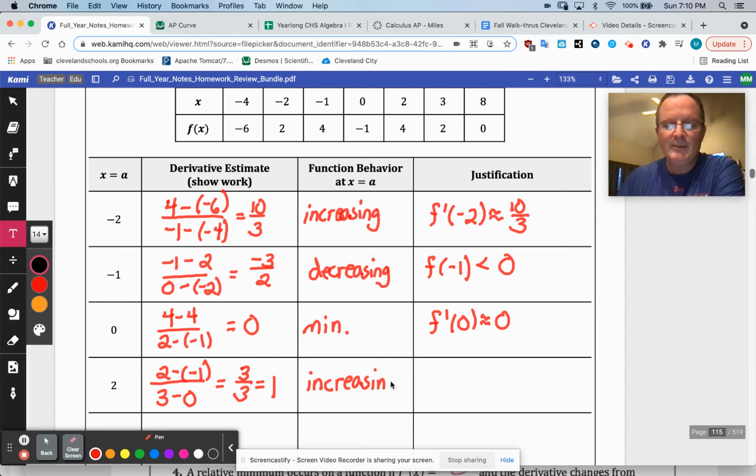Which kind of makes sense. I mean, we had a minimum right before it. We could have others, but just based on what we've seen so far, my justification would be f prime of 2 is positive. That's really the reason, so I think I will say that this time.